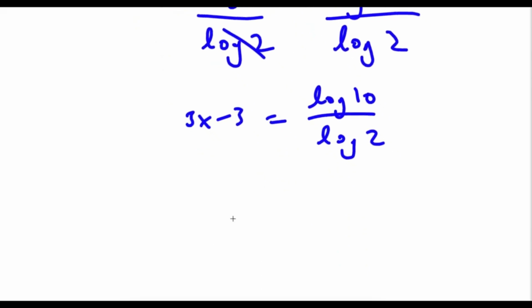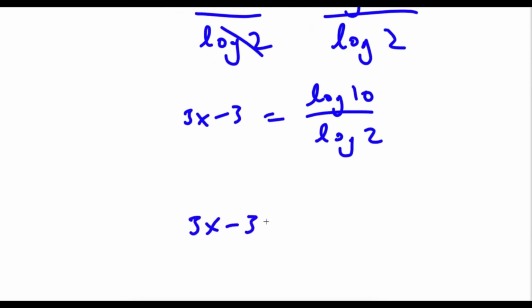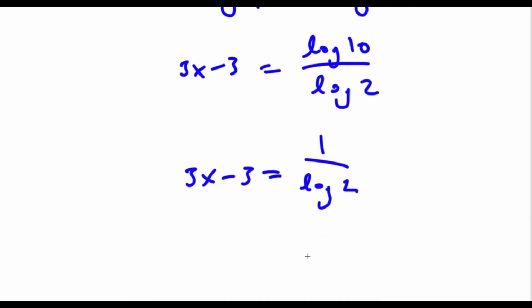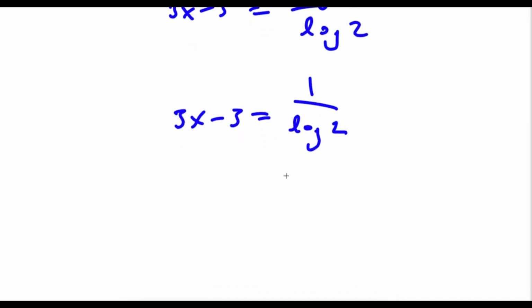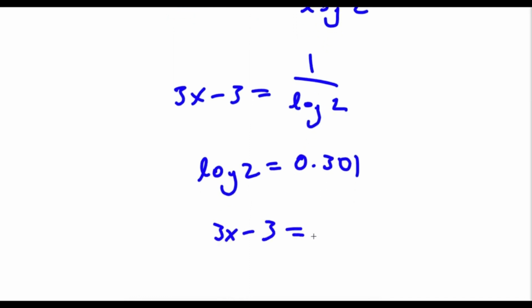Now log 10, this is the same thing as 1. So now I have 3x minus 3 is equal to 1 over log 2. And now I'm going to rewrite this as, well, first off, log 2 here, this is equal to 0.301. So now I have 3x minus 3 is equal to 1 over 0.301.